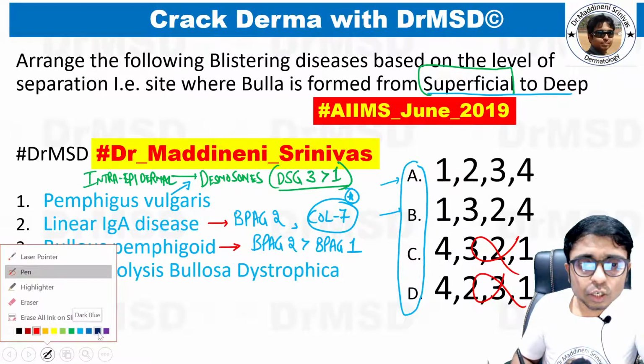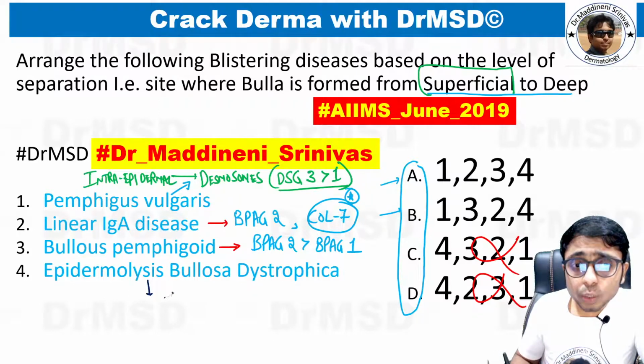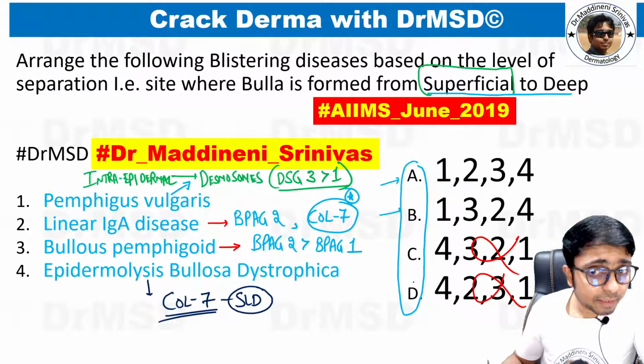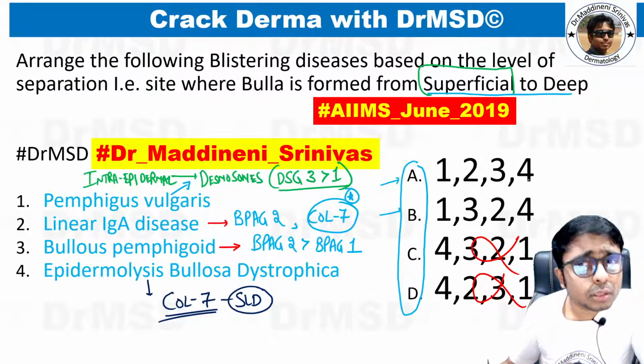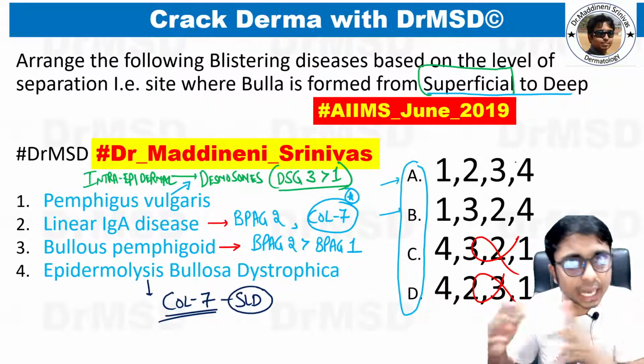And if you look at the other options, the last option, epidermolysis bullosa dystrophica, if you remember, I told you that collagen 7, which is present in the sublamina densa, is going to be genetically defective. So this is going to be the deepest one, and you can see option A and B both are having option 4 as the last one.